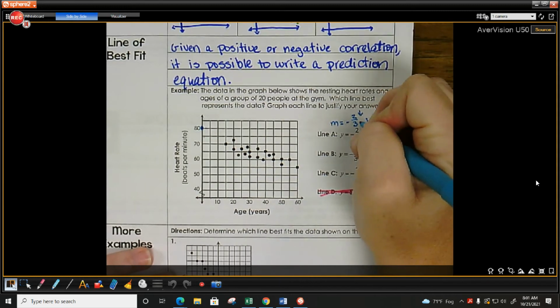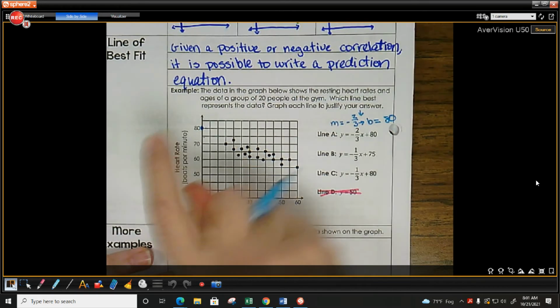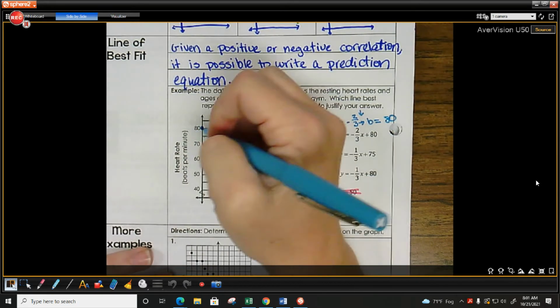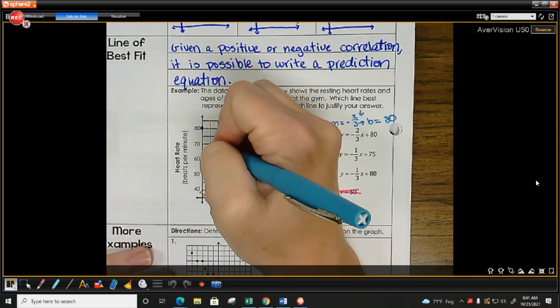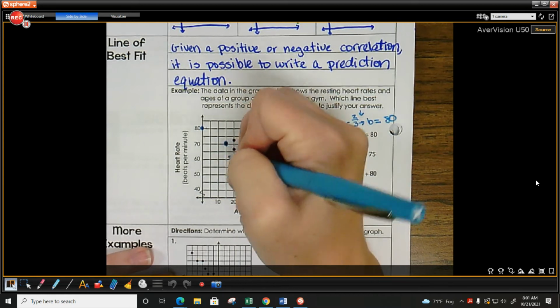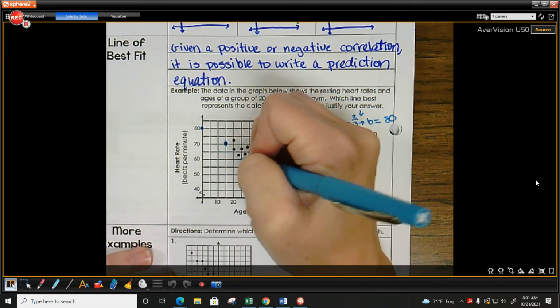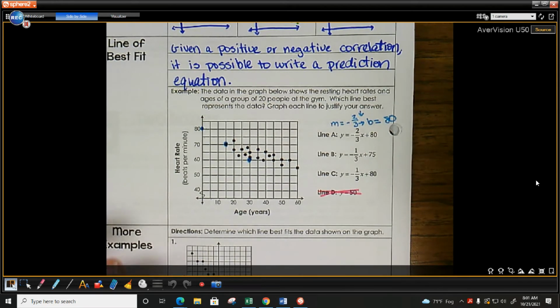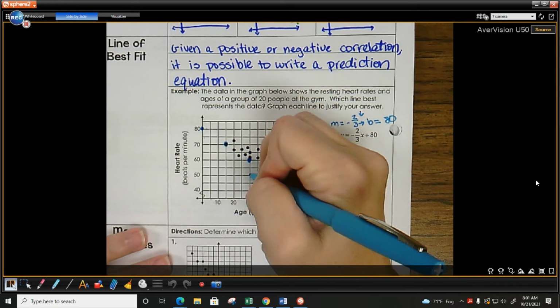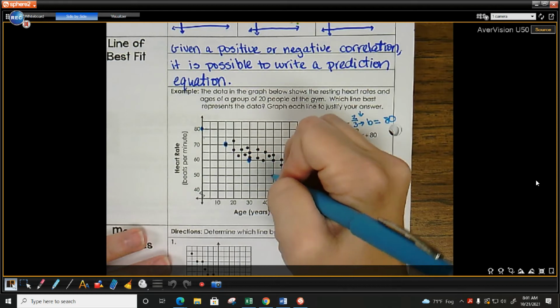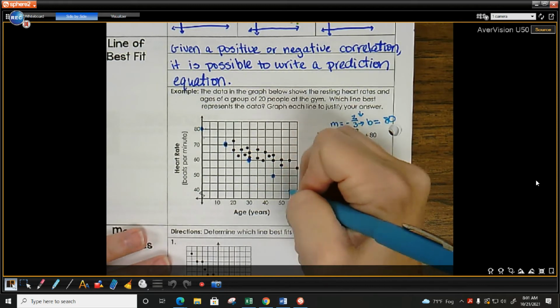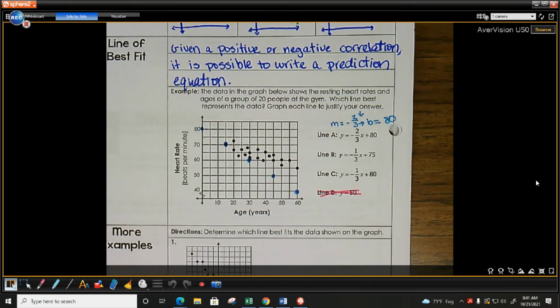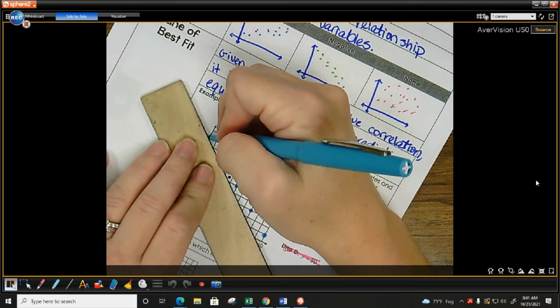So I can go down 2, right 3 from my beginning point. Down 1, 2, right 1, 2, 3. Down 1, 2, right 1, 2, 3. I can do this since my axes are counting by the same values. Draw that line, and I would label it A so I know which one that is.